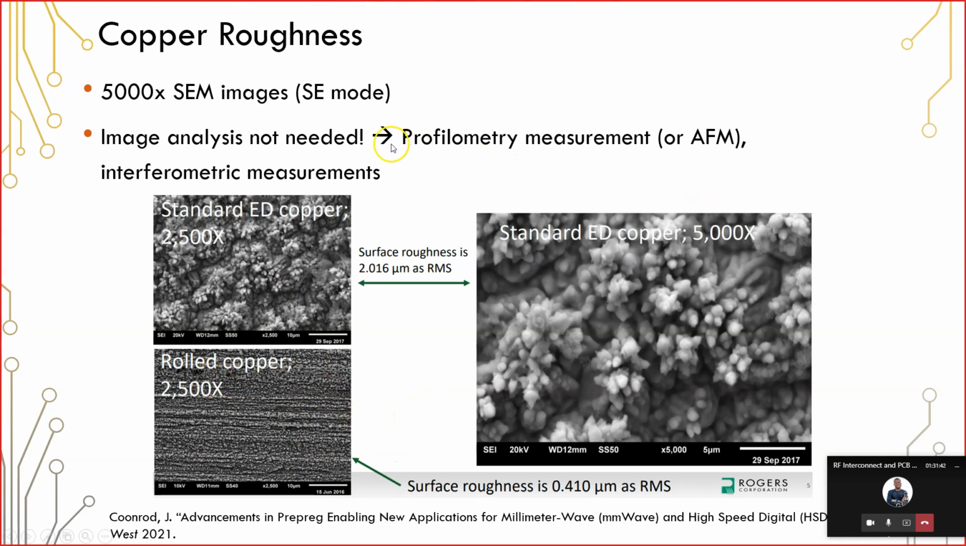So how else can you determine this without image analysis? If you have an AFM, an atomic force microscope, you can do a profilometry measurement. And then there are also interferometric measurements that can be done. This is an optical measurement.